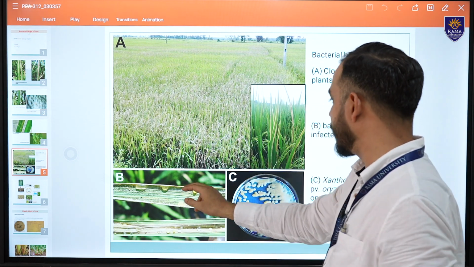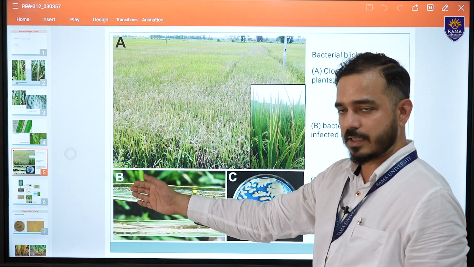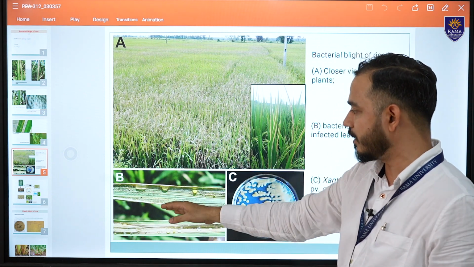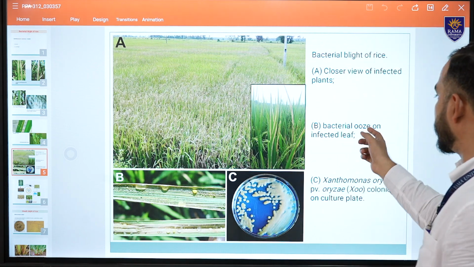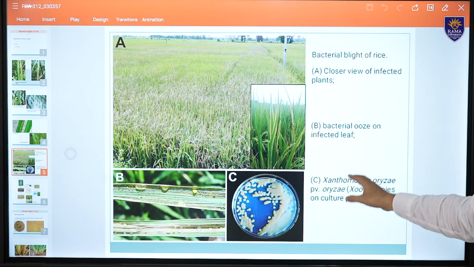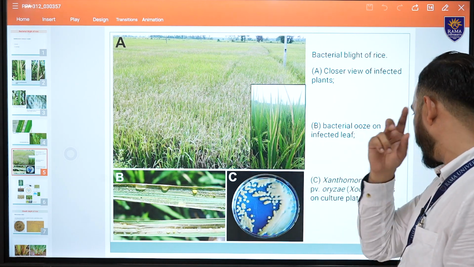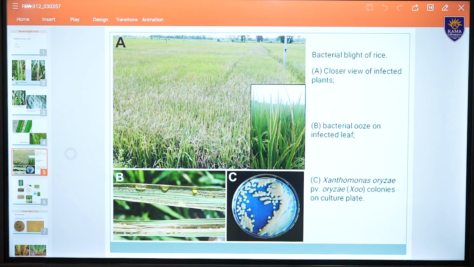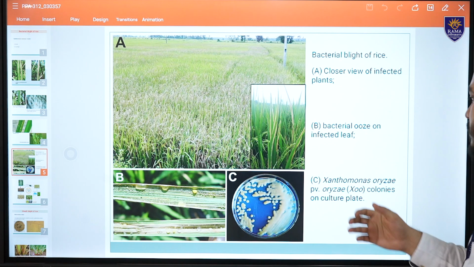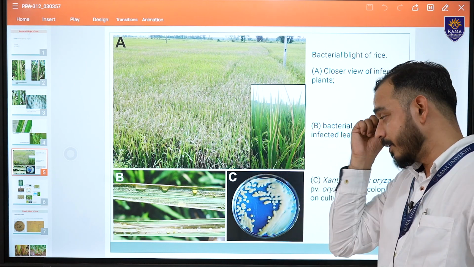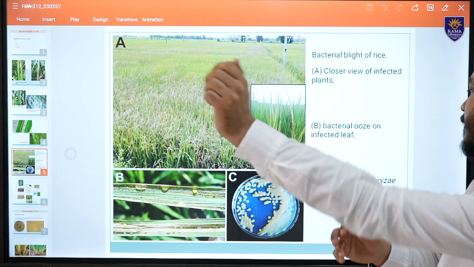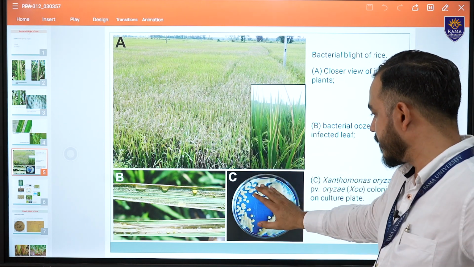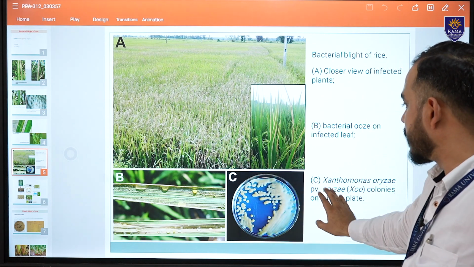And you can see here the clean picture of the same bacterial ooze inside the leaves at the site of the infection. The bacterial ooze on the infected leaf, and this is the colony of Xanthomonas oryzae pathovar oryzae, colonies on the culture plate. This bacteria can grow on the liquid medium and nutrient broth, and you can see here the colonies of the Xanthomonas oryzae pathovar oryzae.